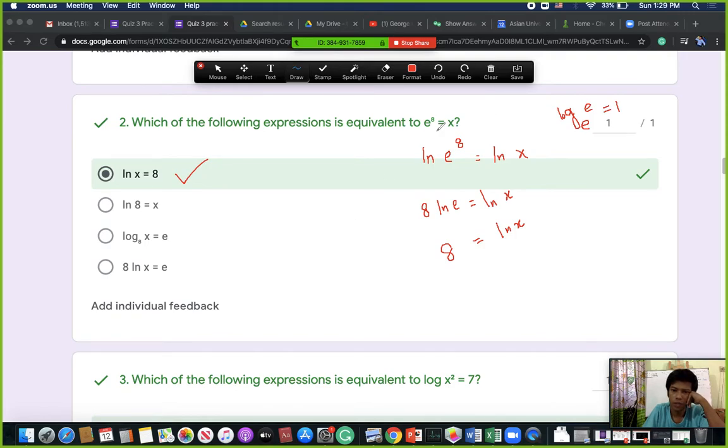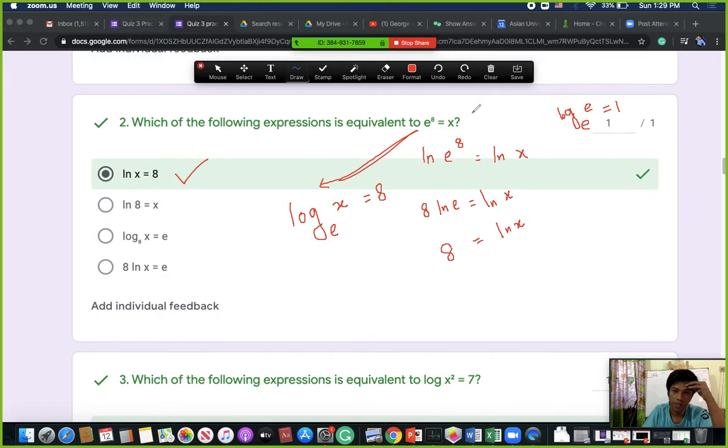In another way, we can try to solve this math through conversion, which is more intuitive, I think. Suppose we do the conversion, then what will happen? This will be log in one line. The base will remain the base, as you know. So the base is e, it will remain here, and x will come here, and this will be equal to 8.